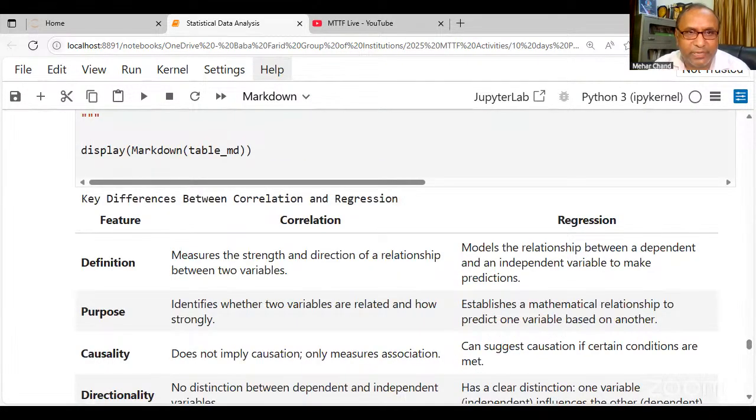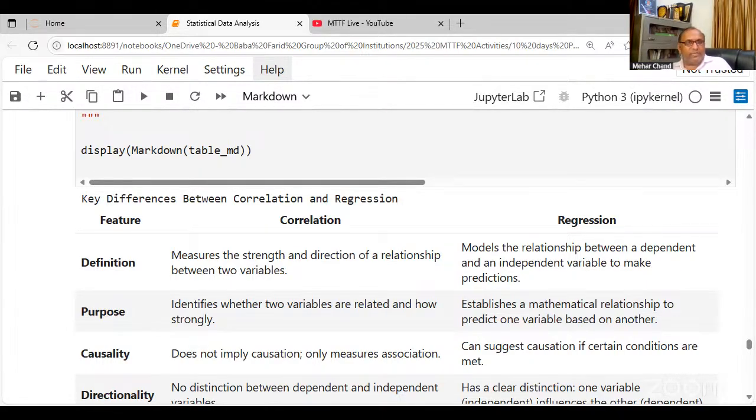Key difference between correlation and regression. So in the first column, we have the features. In the second column, we have the correlation. And in the third, we have the regression. So from this place, we can easily compare the difference between the correlation and regression.